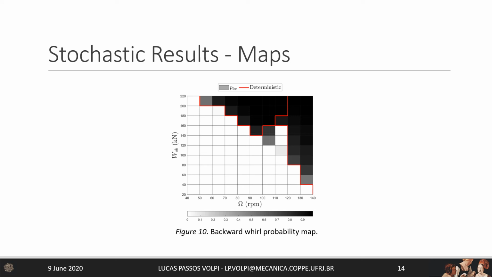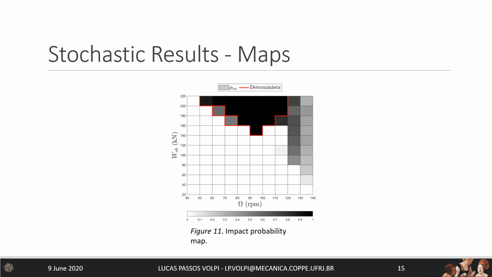The red lines define the regions where the backward whirl was observed in the deterministic regimen map. The black and white color gradient provides the probability of occurrence of the backward whirl. A transition between forward whirl and backward whirl can be observed in the frontier dividing the deterministic regions. In addition, a slight increase in the backward whirl region is observed.